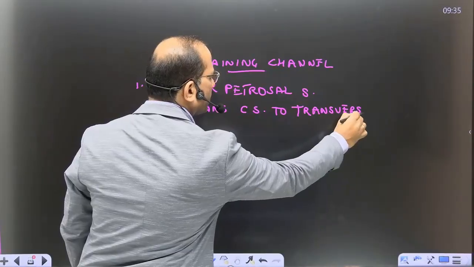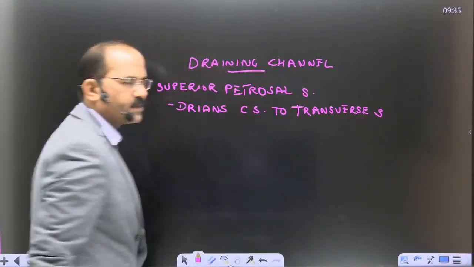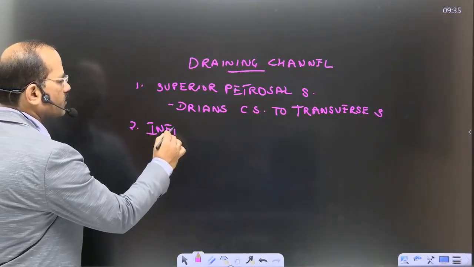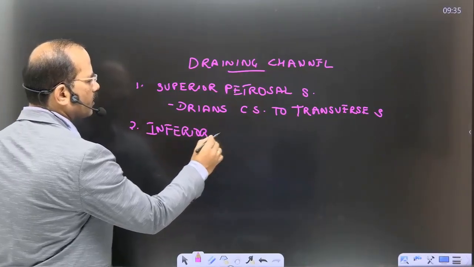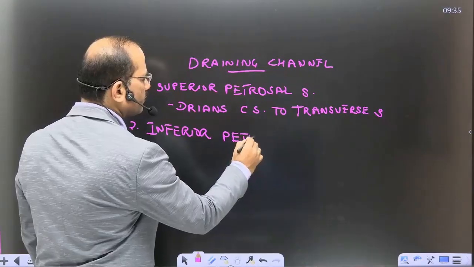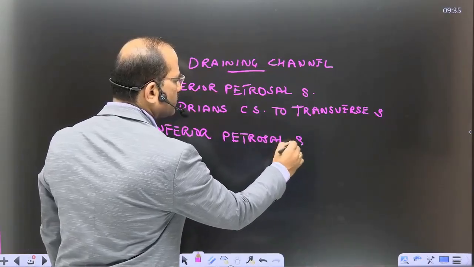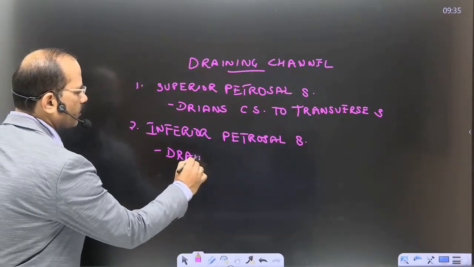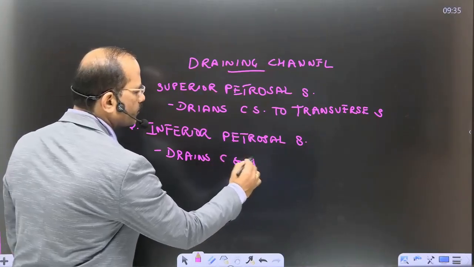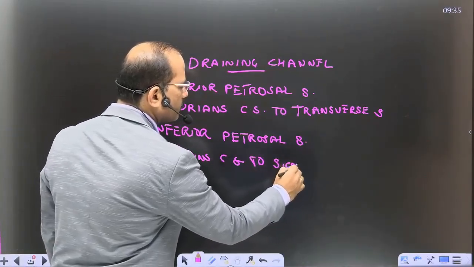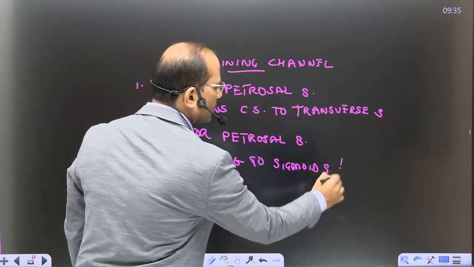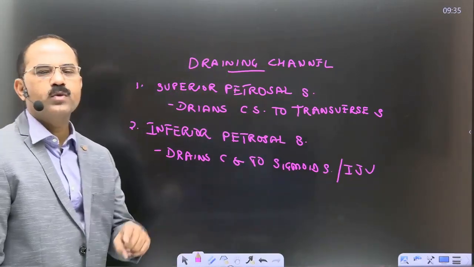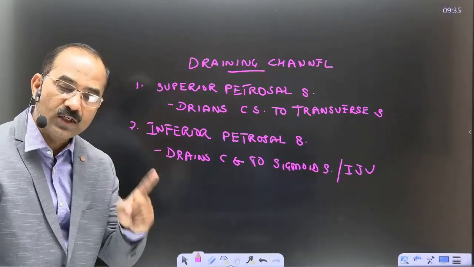Clear? I hope I'm clear to all of you. The superior petrosal sinus drains the cavernous sinus to the transverse sinus. Second, the inferior petrosal sinus drains the cavernous sinus to the sigmoid sinus or internal jugular vein. See, whatever option is there, if internal jugular vein is in the option, take it as internal jugular vein.